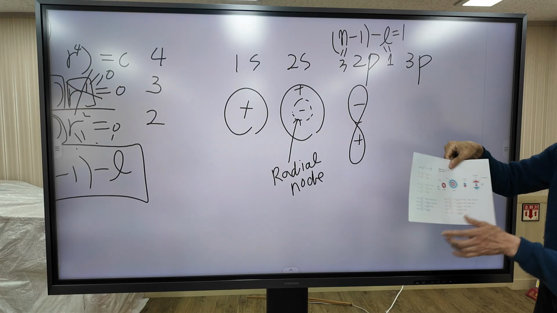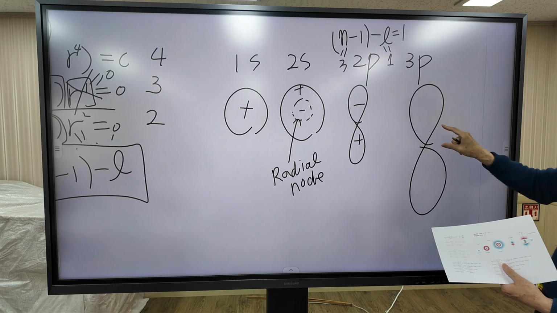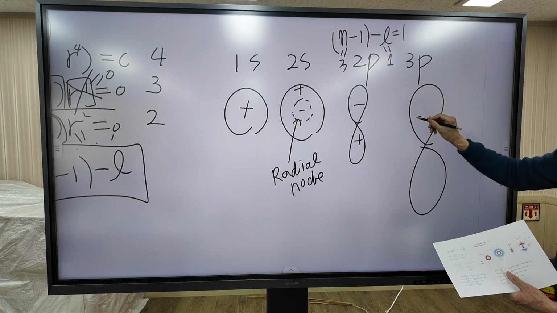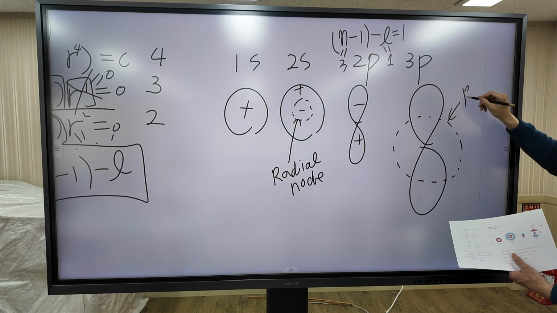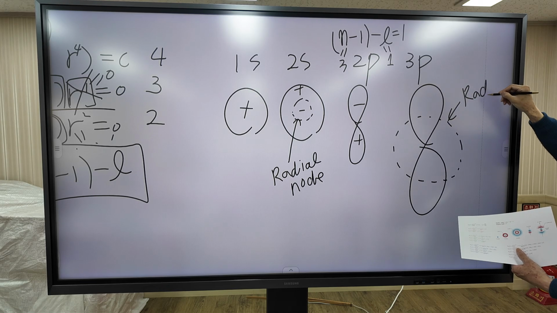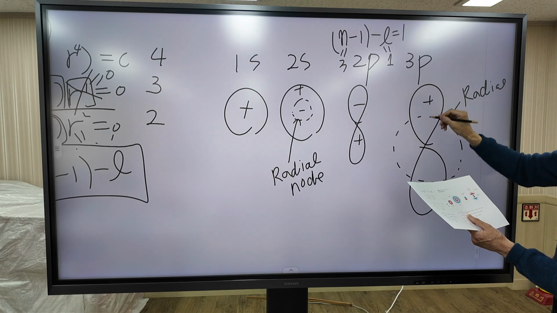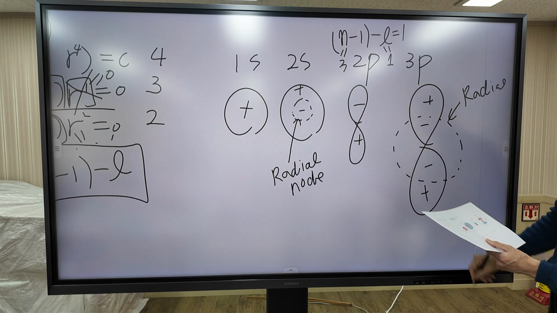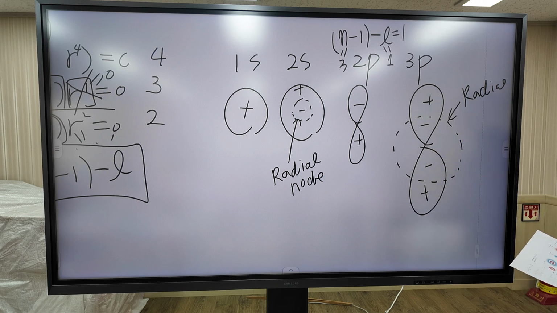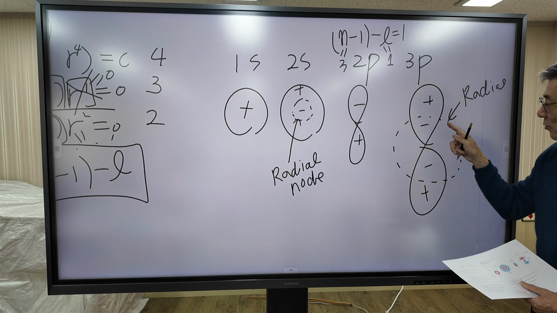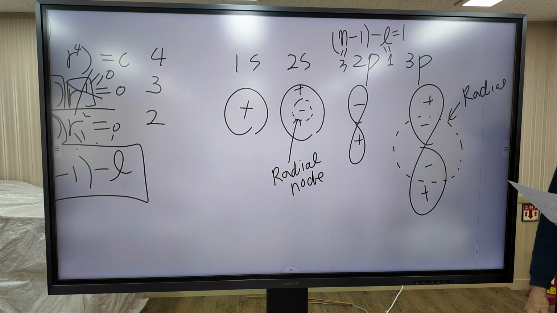So as you can see on the right, this is a 3p orbital, but a radial node exists between the two regions. So plus, minus, minus, plus. This is the shape of 3p orbital. You must remember that in 3p orbital, the radial node cuts through this lobe. Okay, so remember.